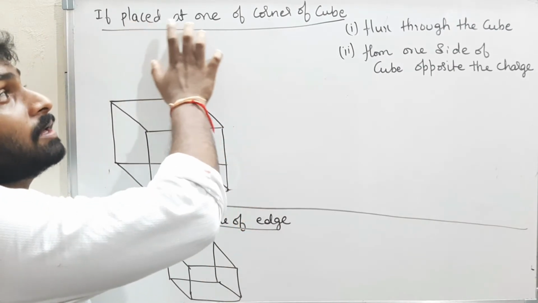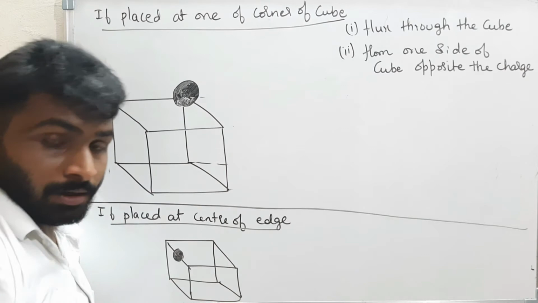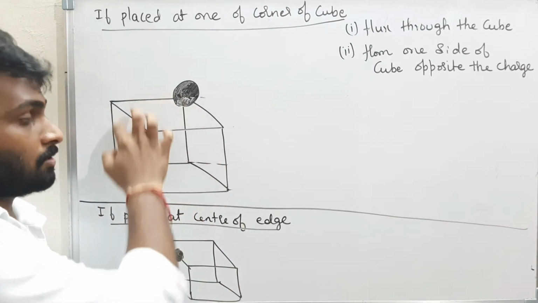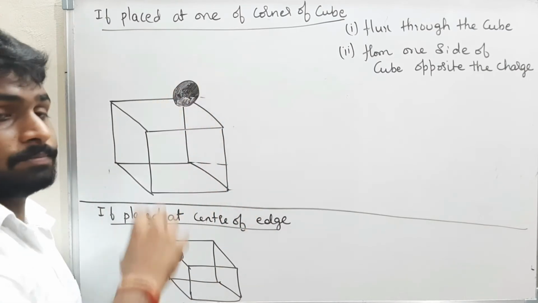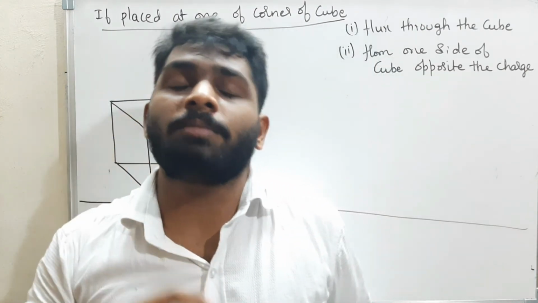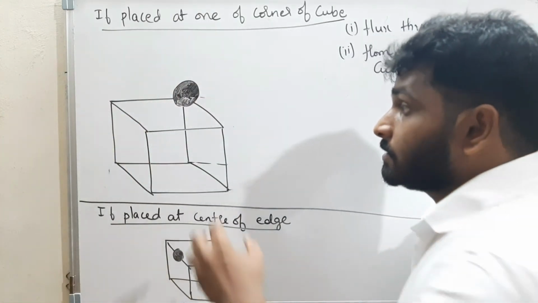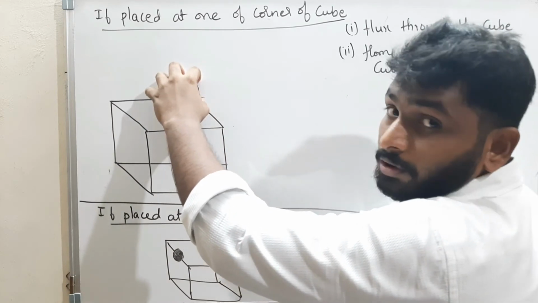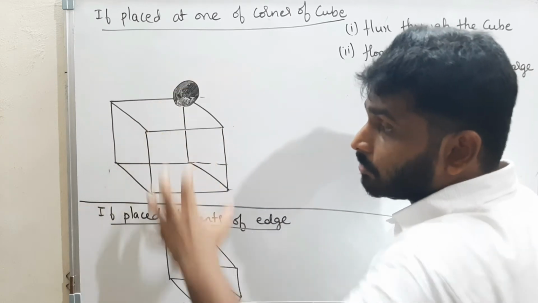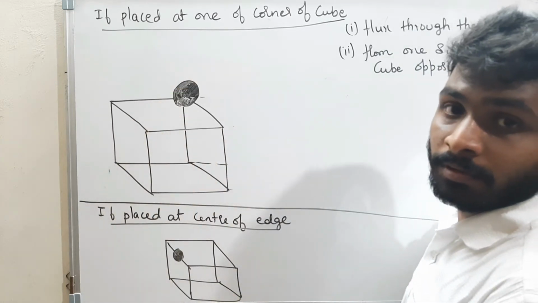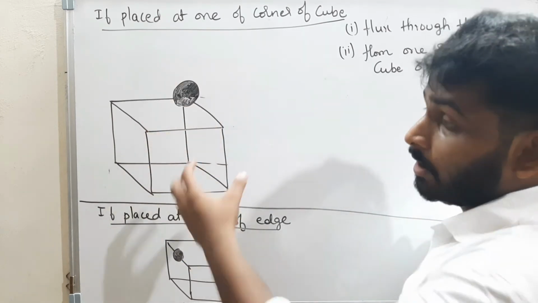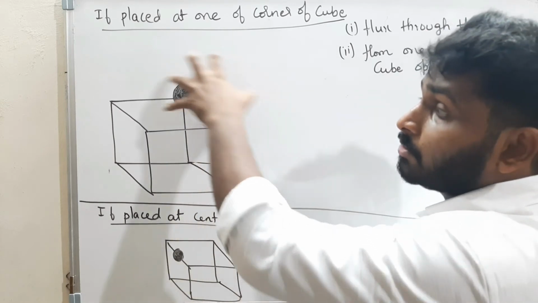If the charge is placed at one of the corners of a cube, that means this is a cube and they placed it at this corner. Just imagine. Unless you imagine, you won't get the answers. Just close your eyes and imagine. If I place the charge here at one of the corners, how much charge is present inside this cube, or how many cubes do I need to cover this charge?